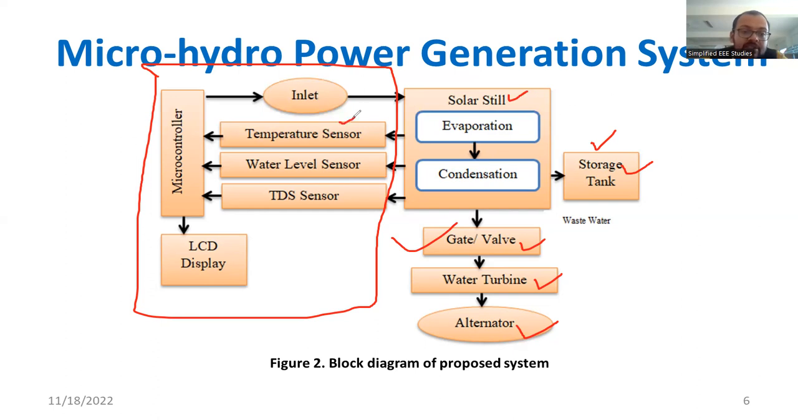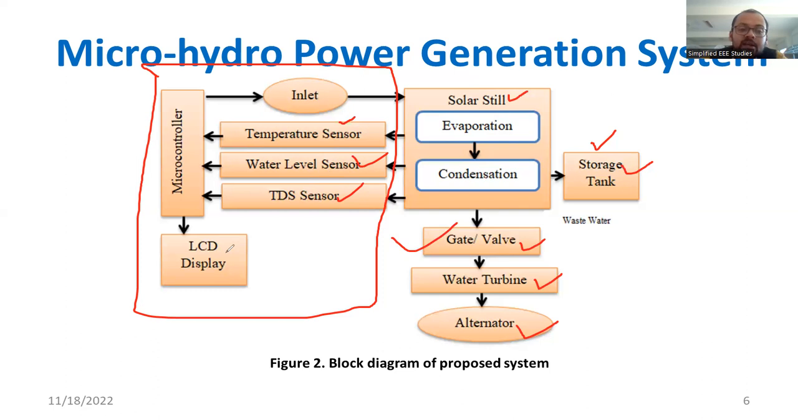The temperature is measured with the help of the LM35. A water level sensor is also there to check the desired level of water. Then we have a TDS sensor also. This information is collected from the solar still and given to the microcontroller. Then the microcontroller gives the signal to operate the solar still. So there is a closed loop control acting on these segments.